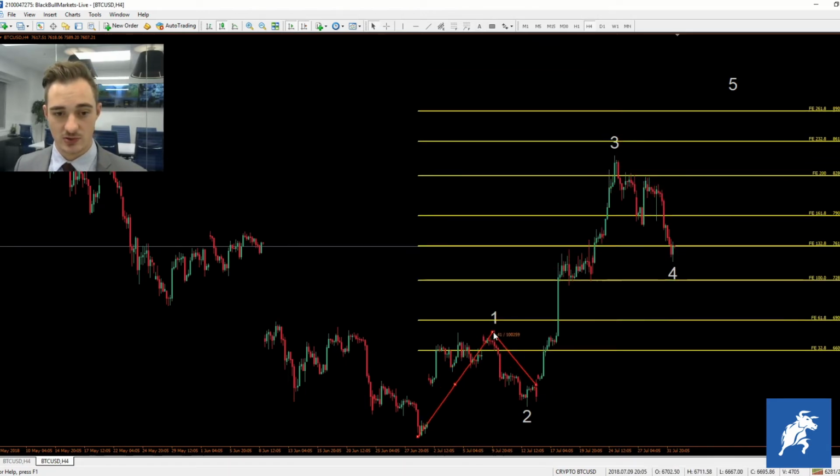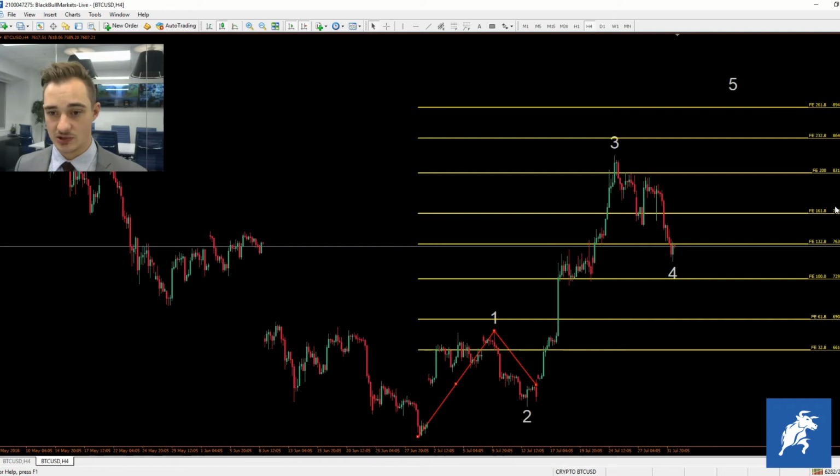So this is our Fibonacci expansion. Also, you can see the same levels, just multiples of them. So you can see we've got the same ones I mentioned earlier, 161.8, and then we've got our 200, which is just a round number, and then we've got 232.8 and 261.8.